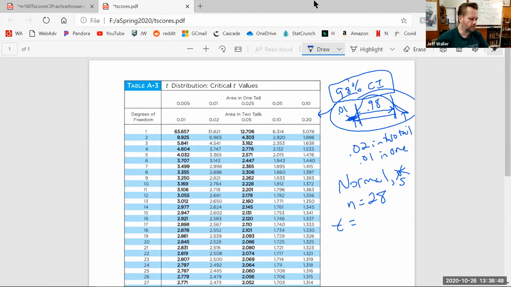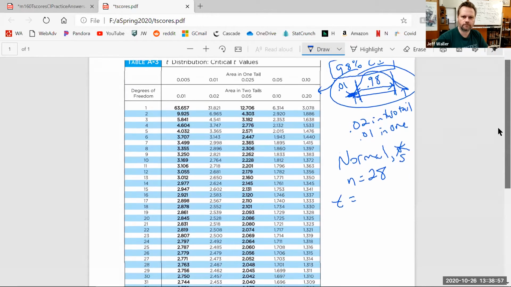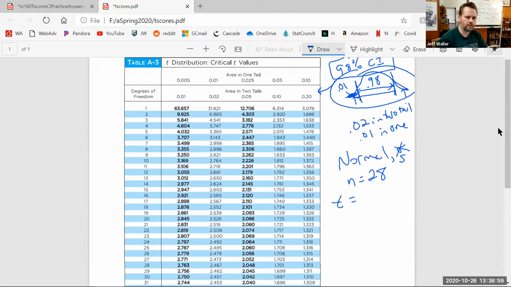So take a minute. Try to see what t-score I'm going to use. So we know we're going to use this column here because I want to be 98% confident, and that's 2% outside. I'm going to use that column. And where do I stop? What's the degrees of freedom? 27. So I'm going to go down until I get to 27. Then I'm going to stop. So that will be the t-score I would use.